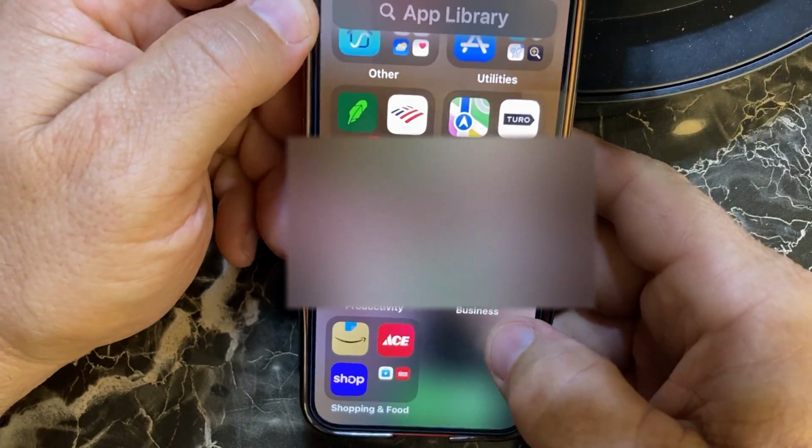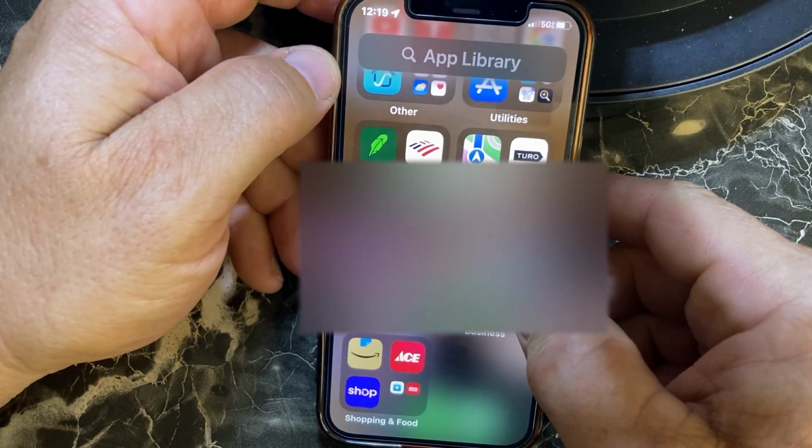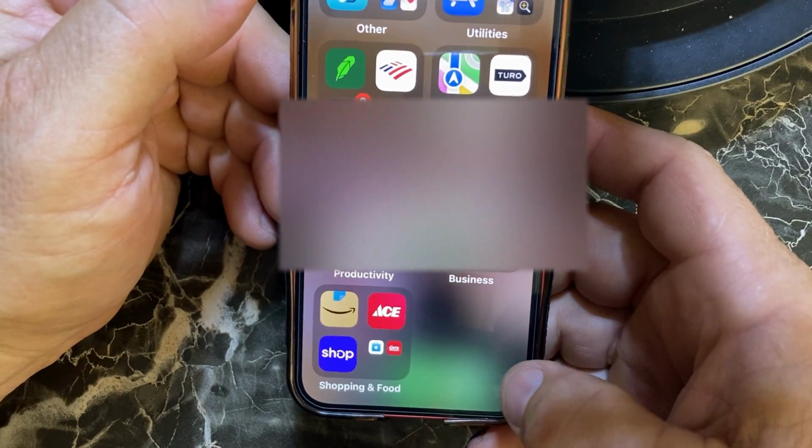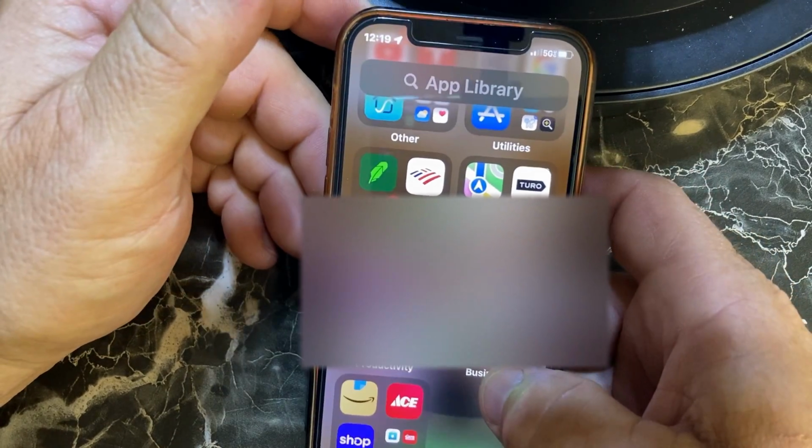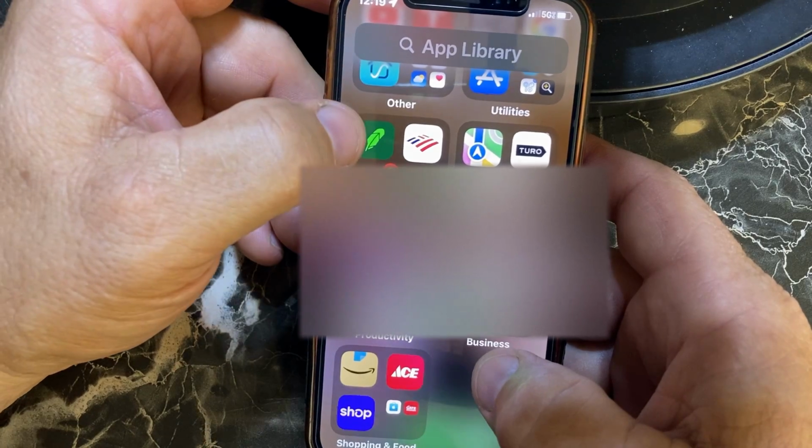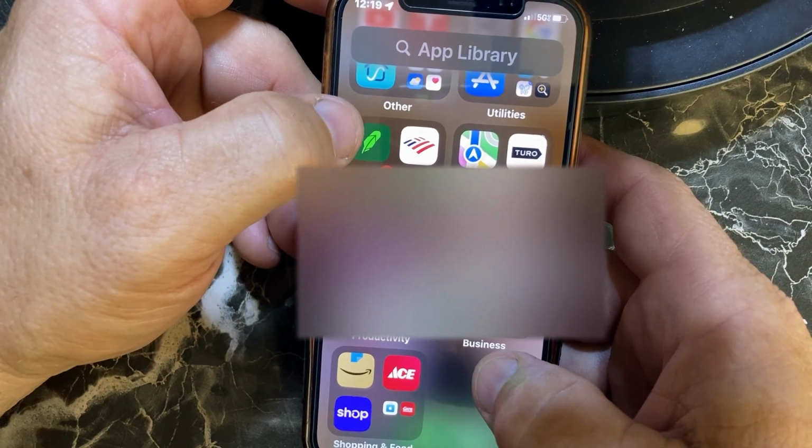All right, guys, today we're going to be showing you the Robinhood app and how to buy stocks and stuff through Robinhood. So first you've got to download Robinhood, and then you've got to link your bank account to it.